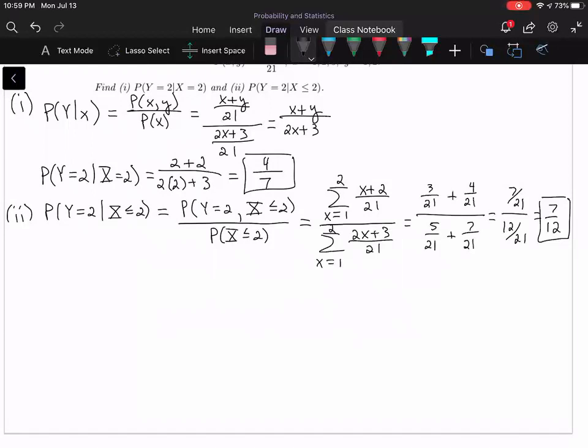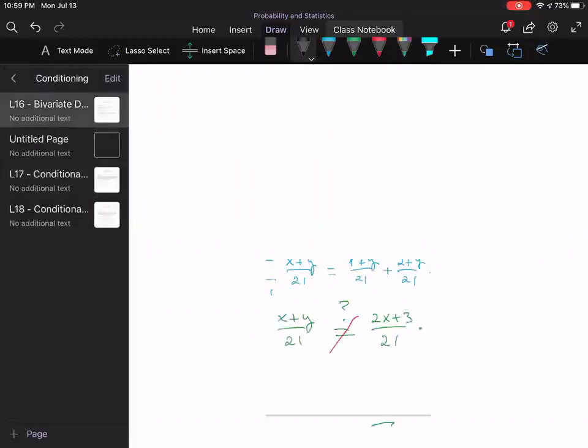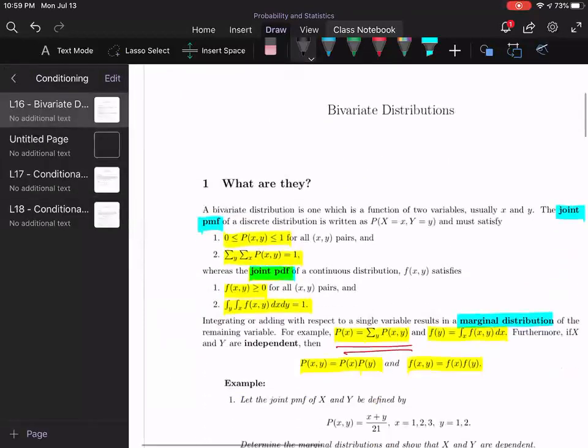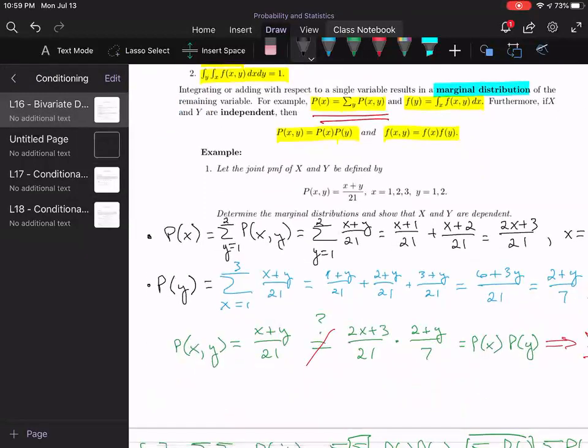A question, just a quick question about P of x. What was it? 2x plus 3 over 21? We got that from problem 1 on the last handout. It's the same distribution. Rather than rederive the marginal distribution of x, I just took it from what we found earlier. Oh, it was the marginal? Yeah, that's what P is. Oh, yeah. Okay.